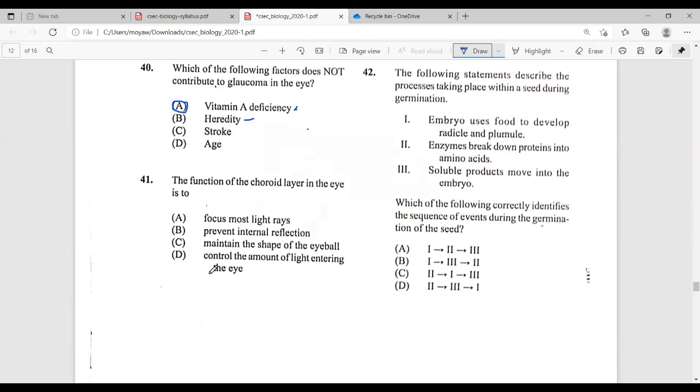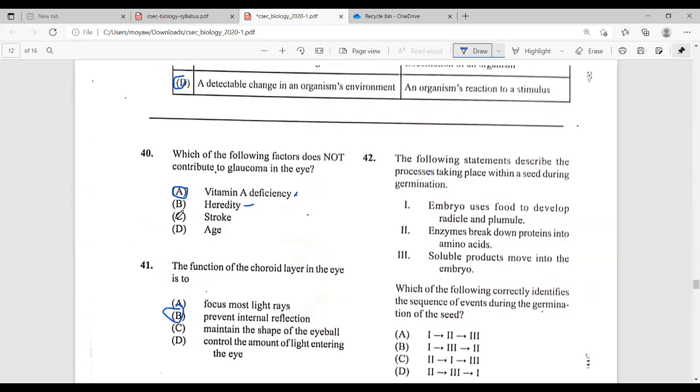So 41. The function of the choroid layer in the eye is to. So this is also a repeated one. So we have A, focus most light rays. B, prevent internal reflection. C, maintain the shape of the eyeball. D, control the amount of light entering the eye. And definitely prevent internal reflection.